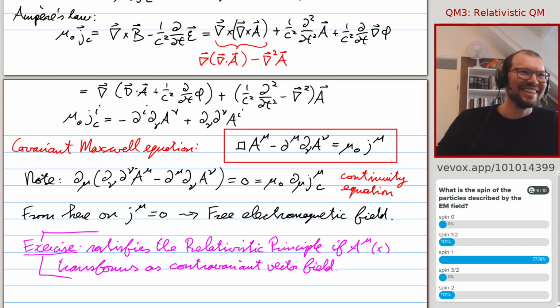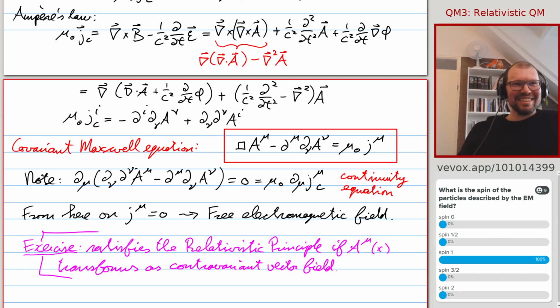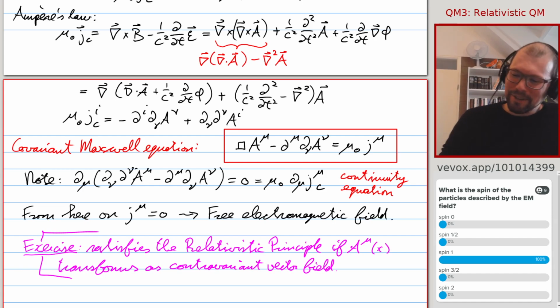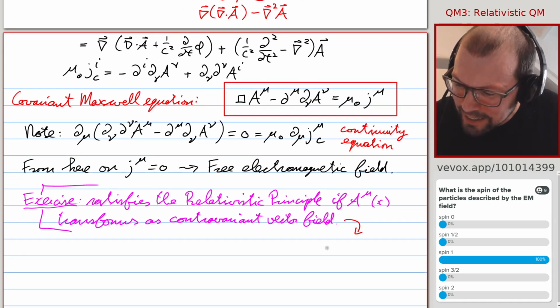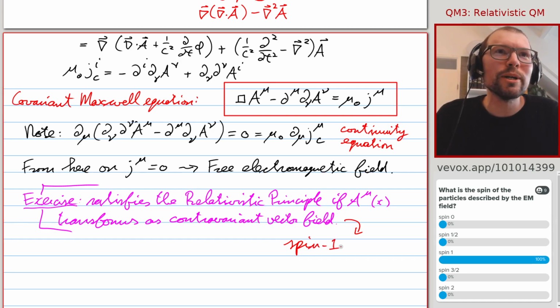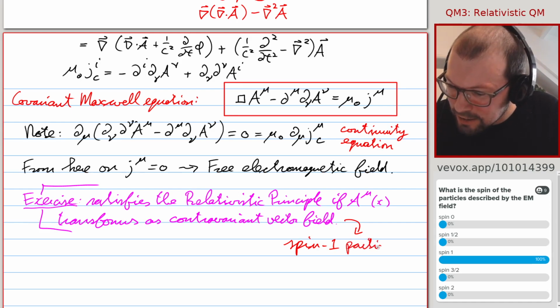Somebody, okay, yes. I think we can stop here. Very good. Let me just write it down, record it before you change your mind again. These are spin 1 particles. So what are these particles described by the electromagnetic field? Well, as soon as we quantize it, these are photons, right? So spin 1 particles. Photons.